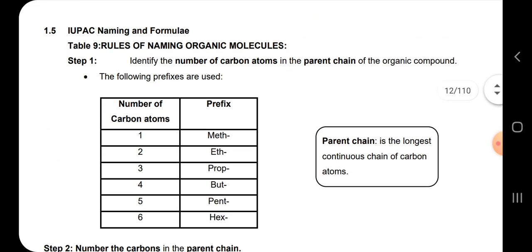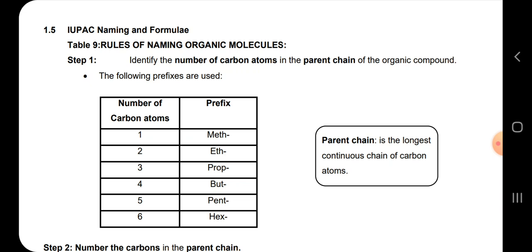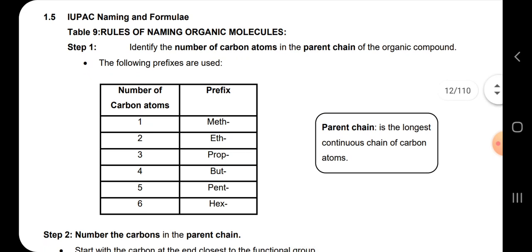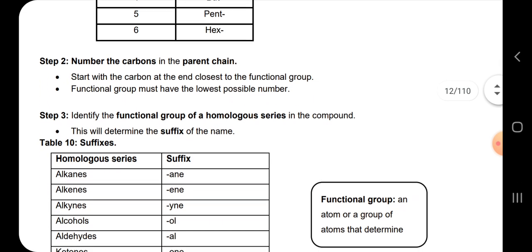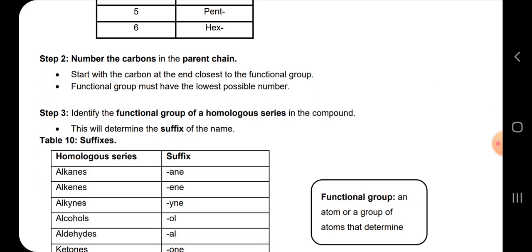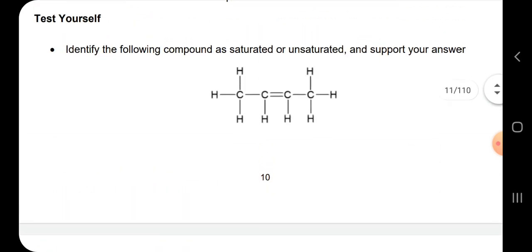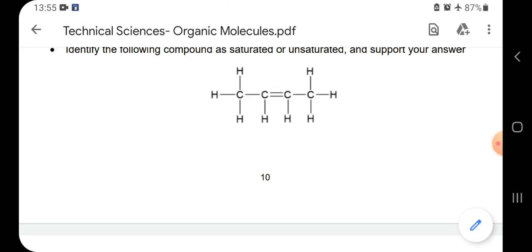So the rules of naming organic molecules are: first, you identify the number of carbon atoms in the parent chain of the organic compound. The following prefixes will be used. And then the second step is that you number the carbons in the parent chain. When you're naming them, start with the carbon at the end close to the functional group. Let's look at this for instance.